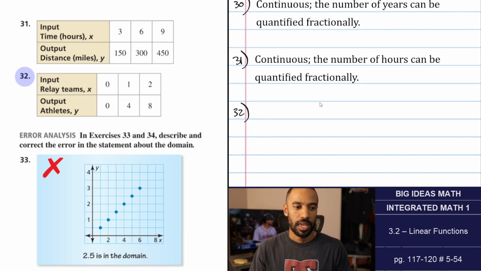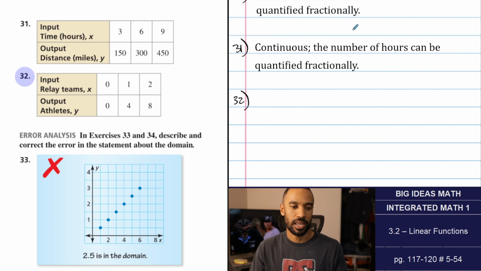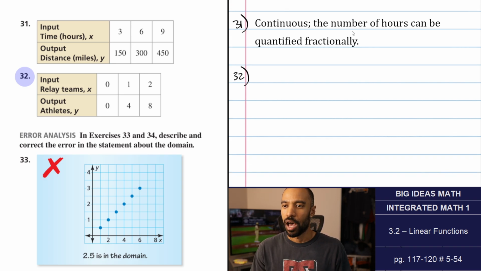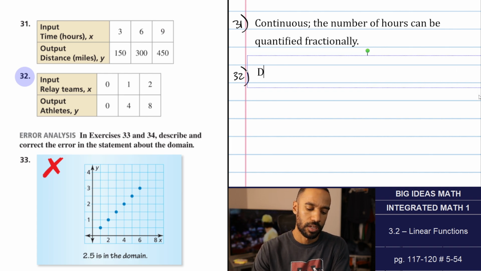Number 32, the input is relay teams, X, and output is number of athletes, Y. You have no relay teams, you have no athletes. One relay team is 4. Unless you argue that you can increase the number of athletes, and we're not a team, and whatever, this would be considered to be discrete. Okay, there's no fractional numbers of teams. It must be a whole number. Discrete.